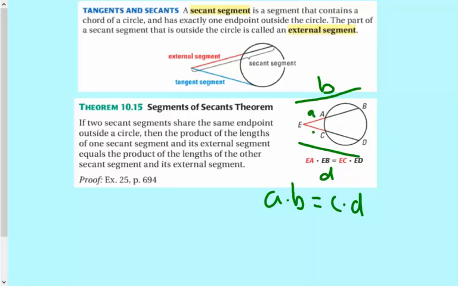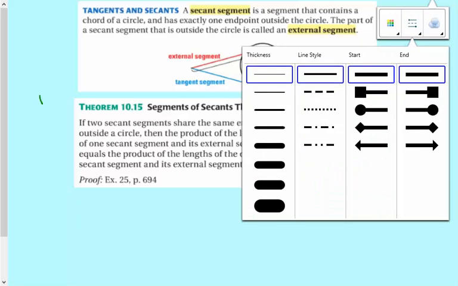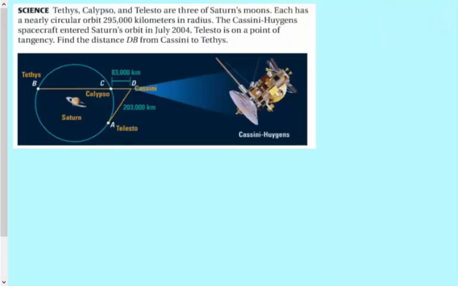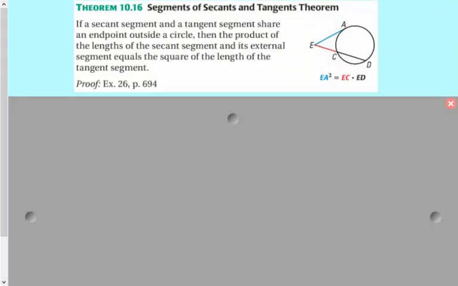Again, all the vocab in this section really doesn't matter too much. You just need to know for this section the theorems. So I'm going to jump ahead over here to this other one, and then we'll do some sample problems. This one's with a tangent here, so we're talking about secant.